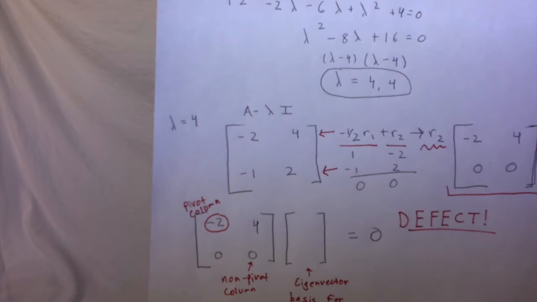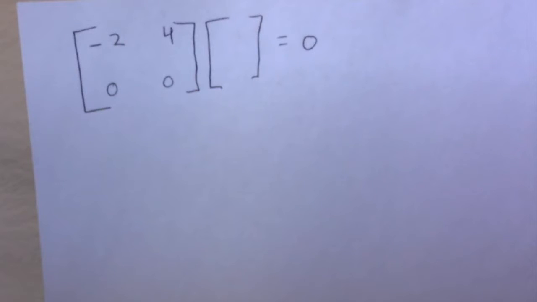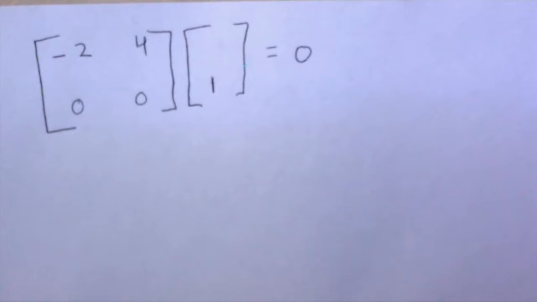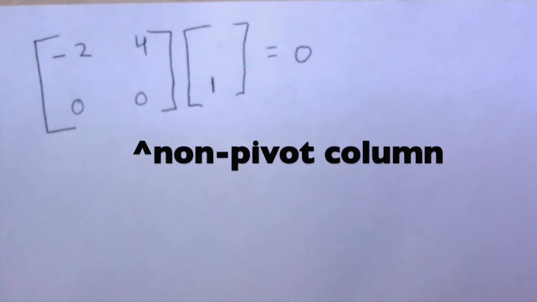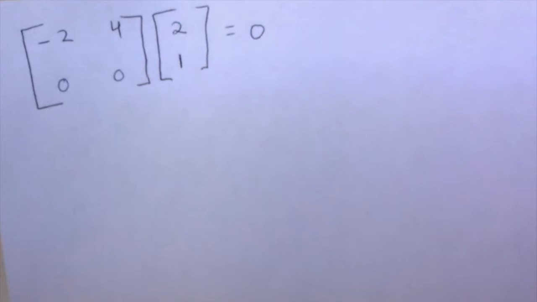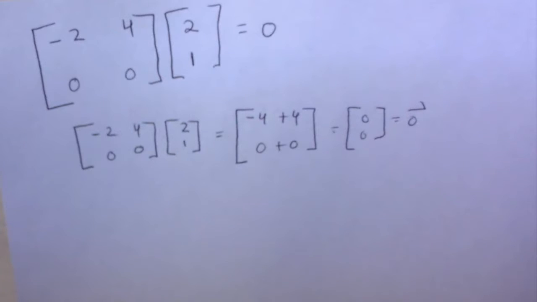This is a problem. You find your first eigenvector normally by choosing 1 as your second component of it due to the pivot column, and then choosing 2 because that is what would multiply by the matrix to give you 0.